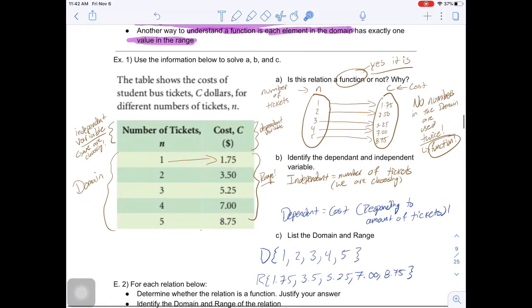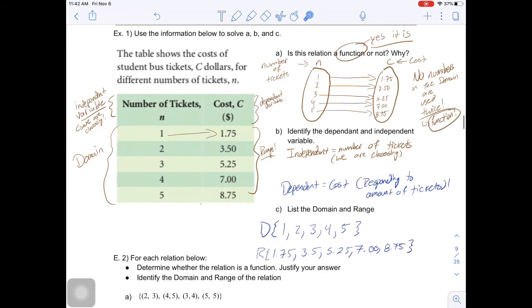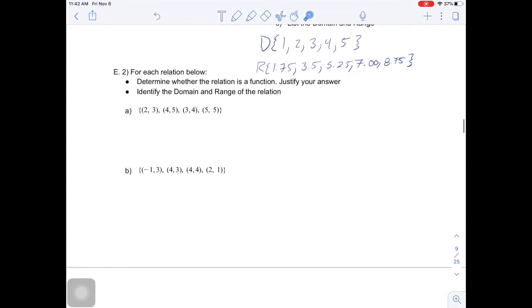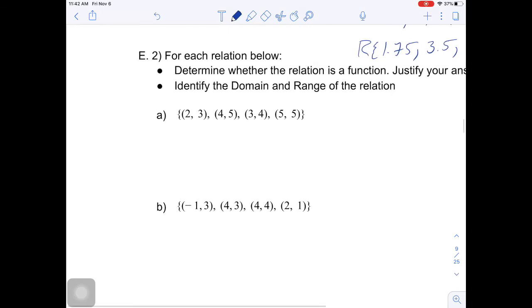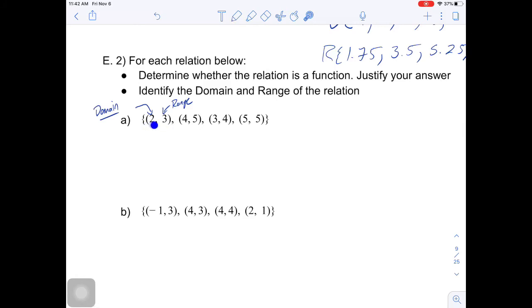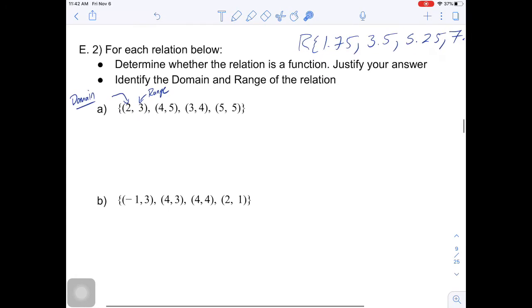So what is a function? A function is where your domain is never used twice. None of your elements in your domain is used twice. So let's go to example 2 and see how we can do it using ordered pairs. So remember, in ordered pairs, this is a domain value, and this is a range value. Okay, and that's what an ordered pair is made up of. So for each relation below, determine whether the relation is a function. Justify your answer. It also wants us to identify the domain and range of the relation.